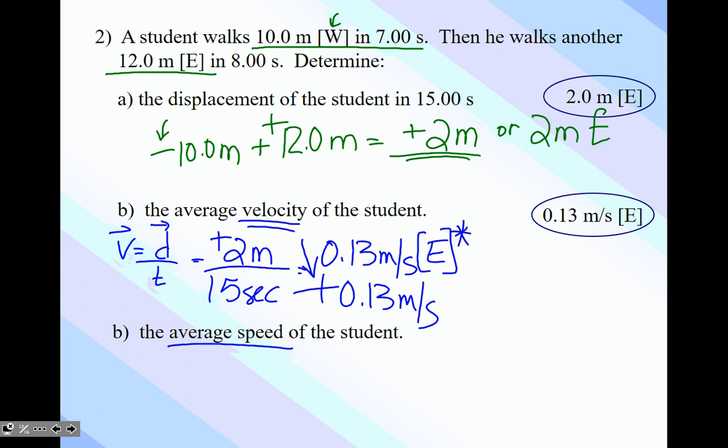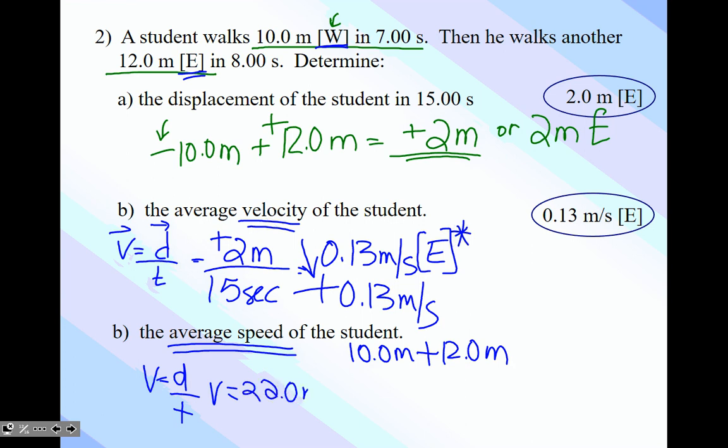And what is the average speed? Speed is equal to distance over time. This time we're talking about distance. With distance, we take a look at the total. We don't care if it's going west or east. We're looking at the total amount traveled, which is 10.0 meters plus 12.0 meters. That's going to get you 22.0 meters over 15 seconds. And you guys recall what that is: 0.147 meters per second. But I wanted to show you the difference between a displacement question and a distance question.